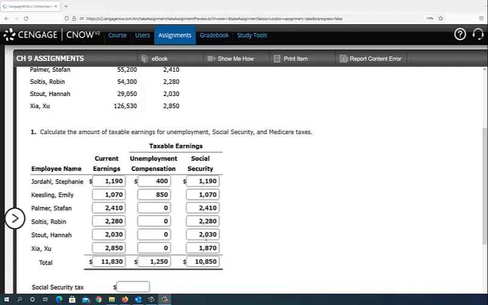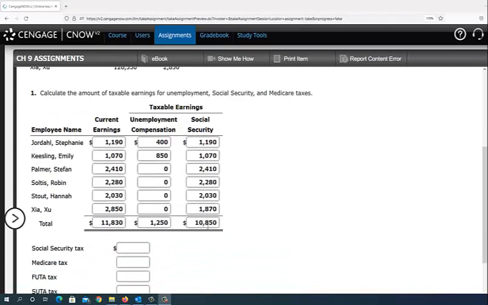So for Social Security, the taxable earnings are $10,850, and our Social Security rate is 6.2%. So the Social Security tax is $672.70. Medicare tax is 1.45%, and it doesn't have any type of earnings limit, so we're going to apply the 1.45% to $11,830, and that gives us $171.54.